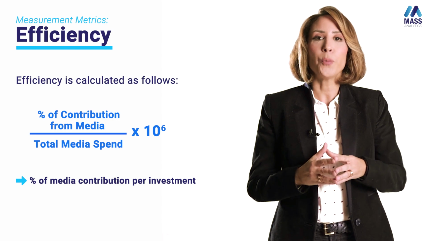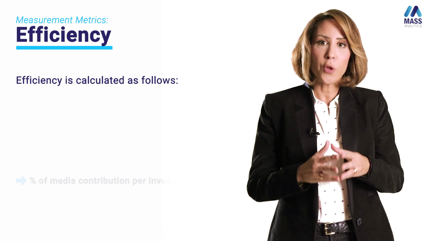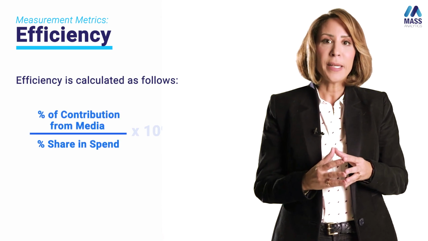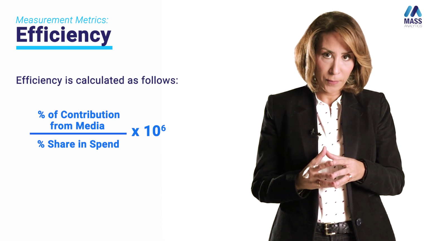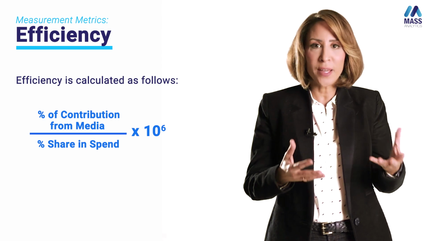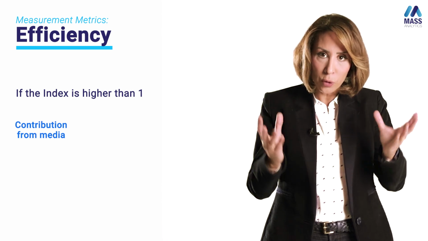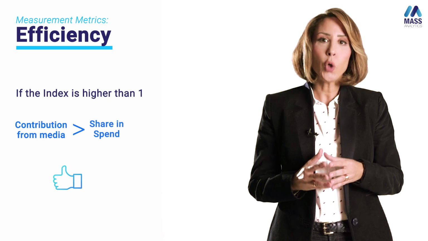Another way of computing efficiency is to look at the ratio between the percentage contribution of a channel from total media contribution divided by its percentage share in spend. So it's like we are computing an index. So if it is higher than 1, it means that the contribution of a channel from the total media contribution is higher than its share of spend, which is a good thing.